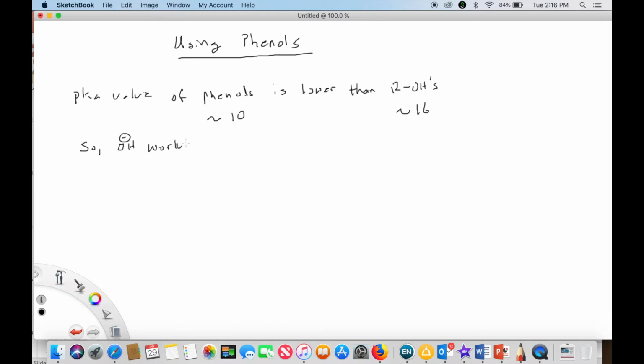So keep in mind, only when you're using phenols can you do this. If you have a regular alcohol, you really can't use sodium hydroxide. But why is the pKa of a phenol lower? The answer to that is, of course, one of the answers that we get commonly in organic, and that is due to resonance stabilization of the phenoxide conjugate base, right?